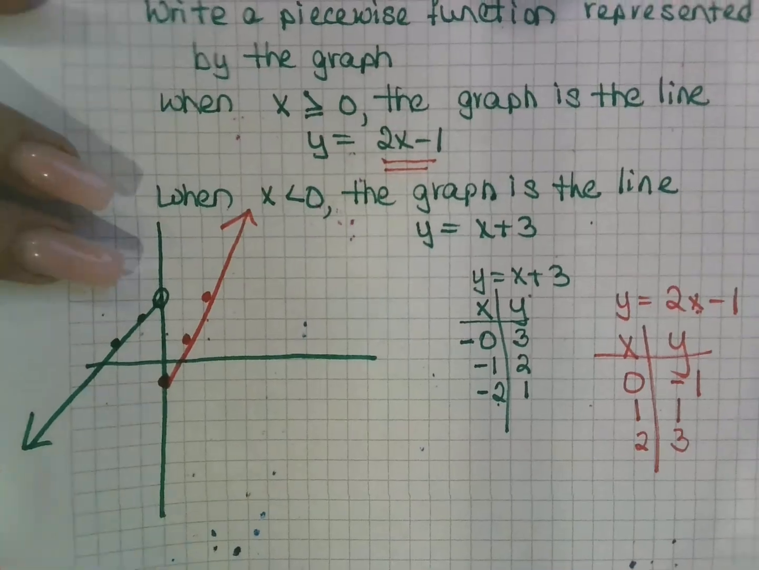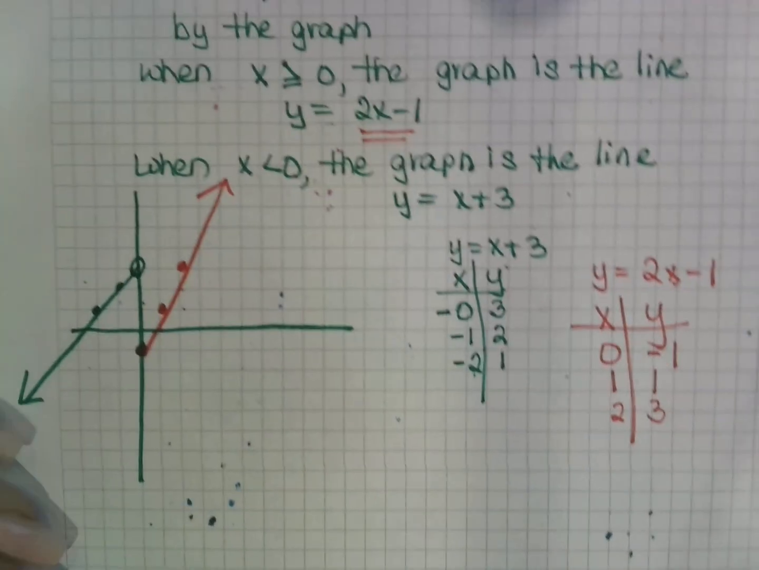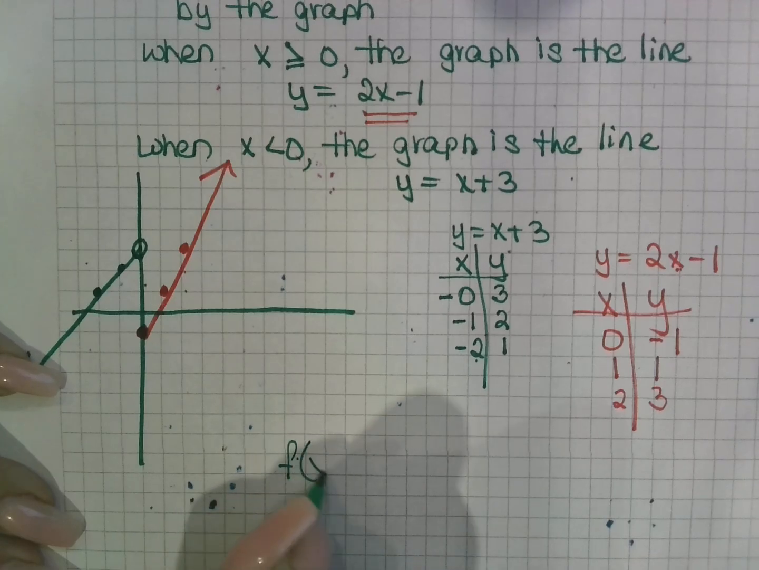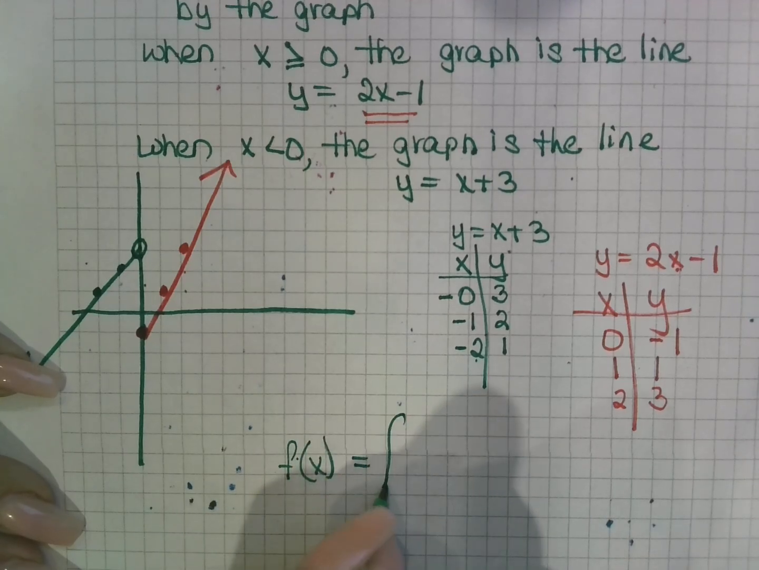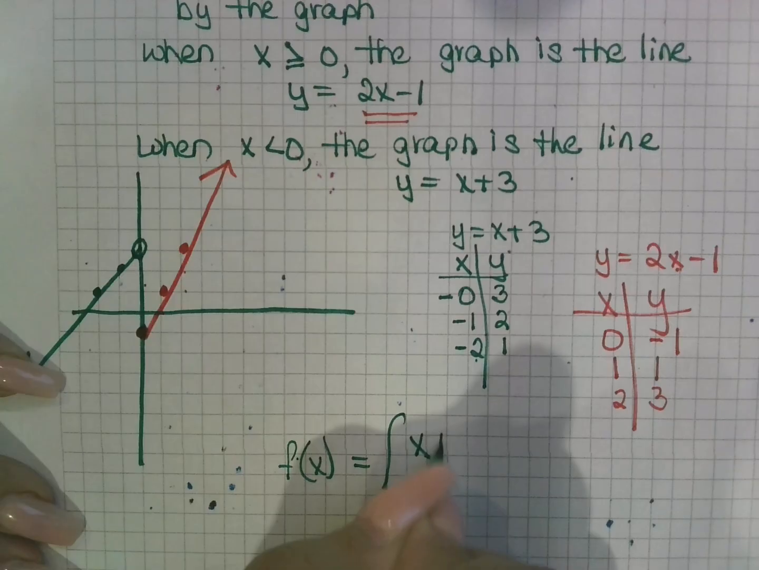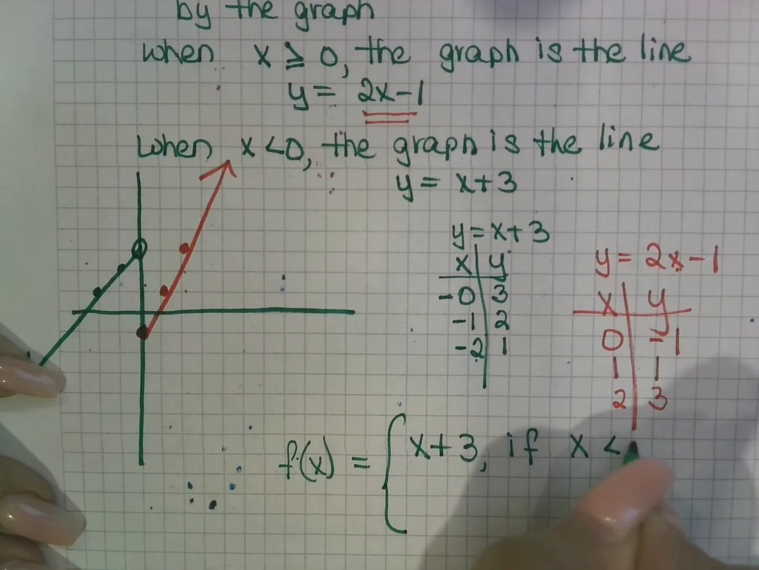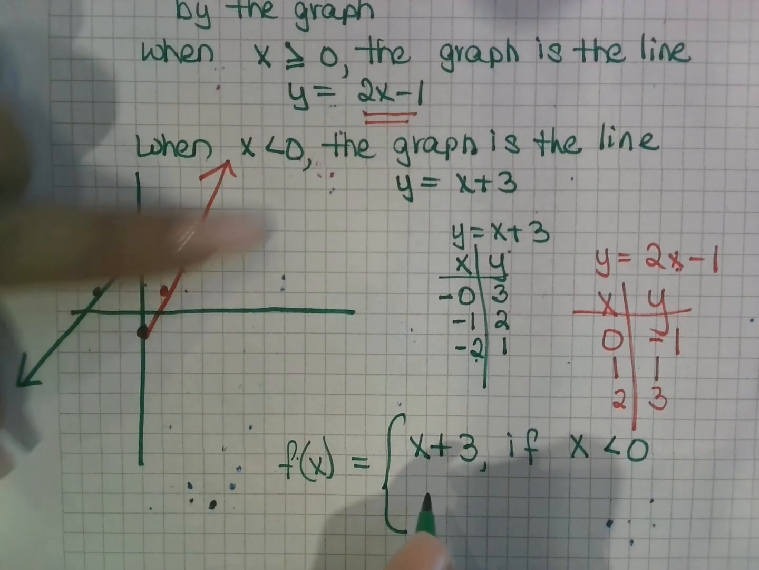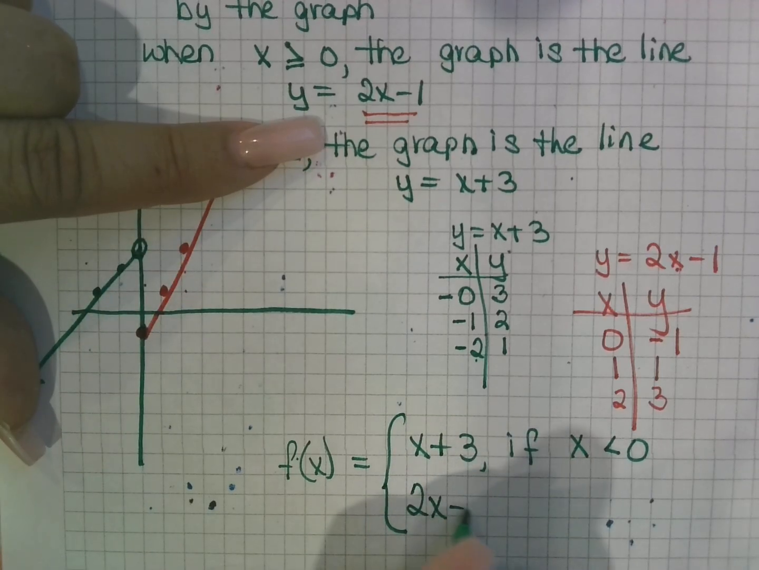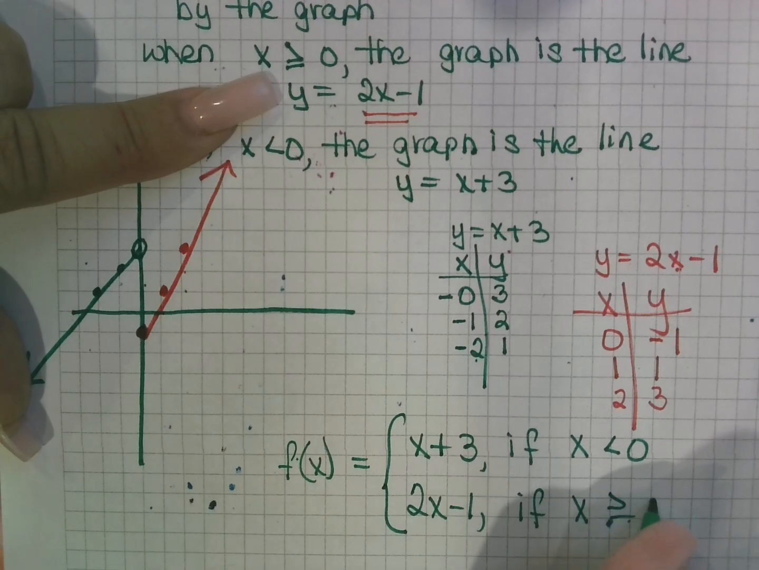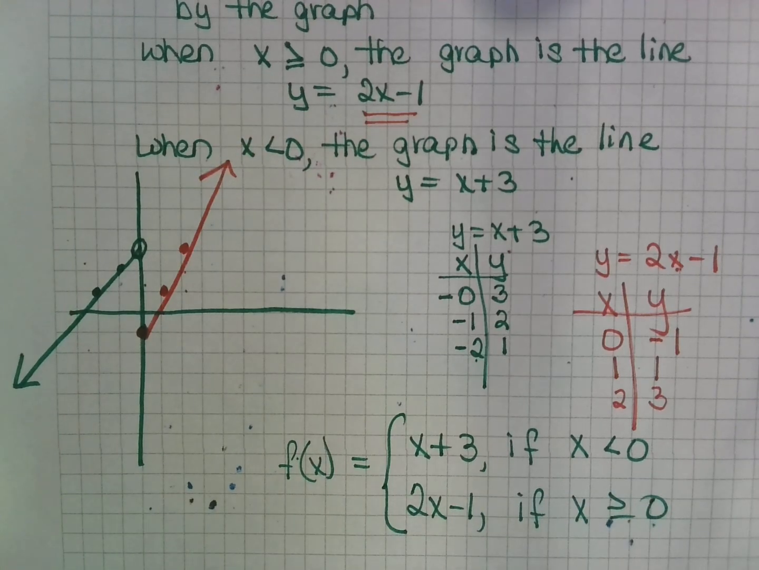Okay? If I were to now just write the function, it's very, very simple. F of x is going to equal either x plus 3 if x is less than 0, or it's going to equal 2x minus 1 if x is greater than or equal to 0. And that is basically it, guys.